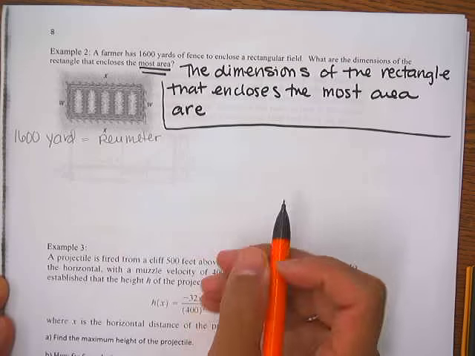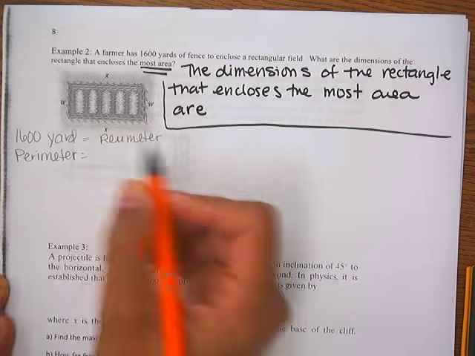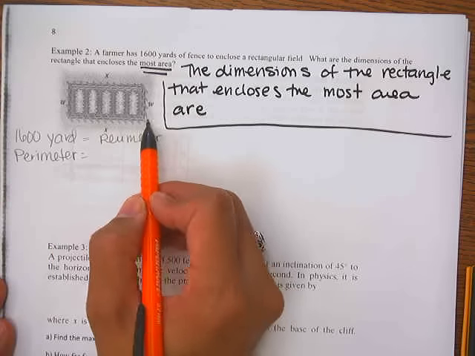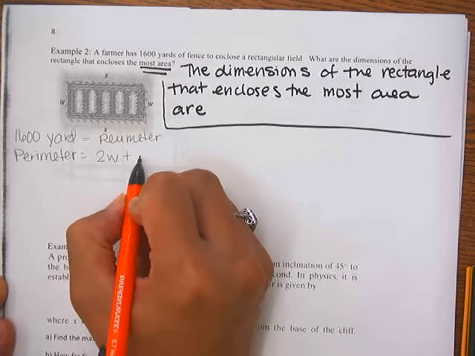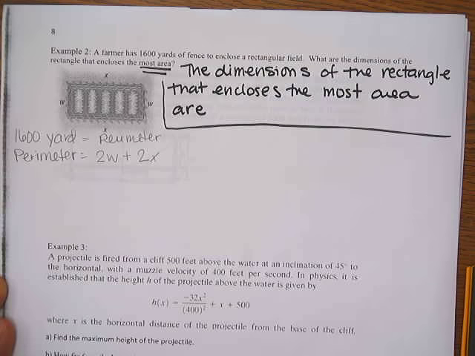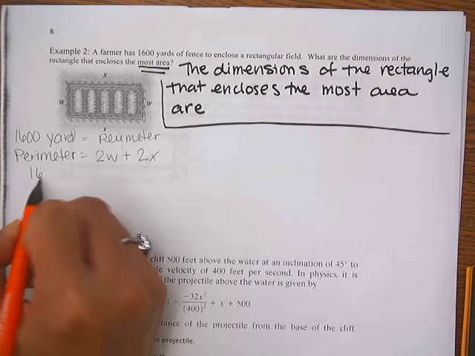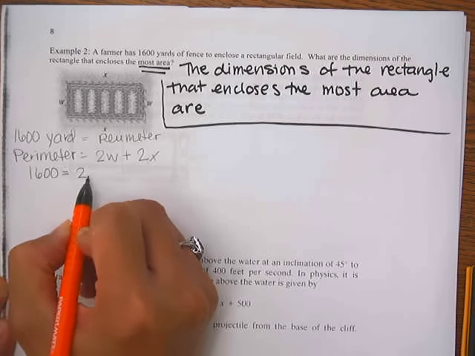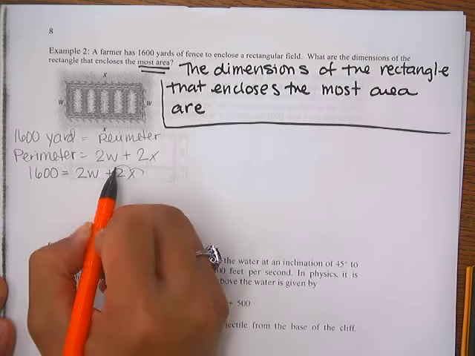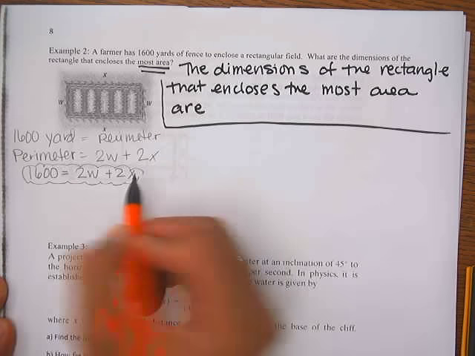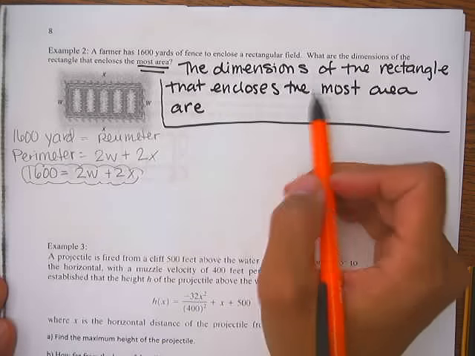Okay, and the formula for the perimeter of a rectangle is this base plus that height plus this base plus that height. So technically I have 2w plus 2x based on this drawing. Because the perimeter is 1,600, I can substitute perimeter for 1,600. So I'm going to end up with 2w plus 2x equals 1,600. Okay? We're going to keep it on the side, and we're going to use it in a little bit to find our answer.